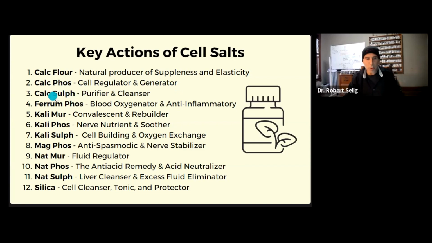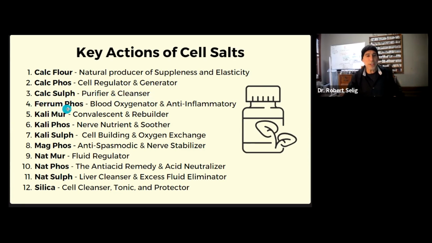Calcium sulfate, when we see the sulfur component, think sulfur as your sulfation, think liver, think detoxification. And calcium sulfate is a great blood purifier and great cleanser of the skin. So it's going to work the liver, it's going to work the skin. Calcium sulfate is a wonderful remedy.